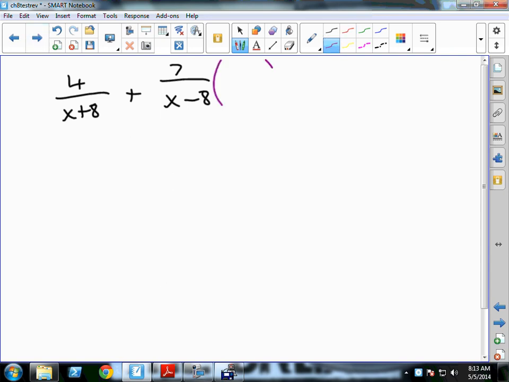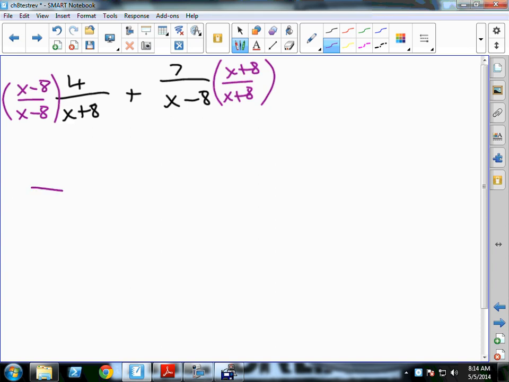Well, these aren't horrible, but check this out. Our denominators are not the same, so we're going to have to multiply each fraction by something so that the denominators are identical. So I'm going to multiply the fraction on the left by x minus 8 over x minus 8 because that's really equal to 1, and 1's a multiplicative identity, and it doesn't change the value. And then on the other side, I'm going to multiply that by x plus 8 over x plus 8. And the biggest mistake that people make here is they forget to multiply the numerators by that stuff as well.